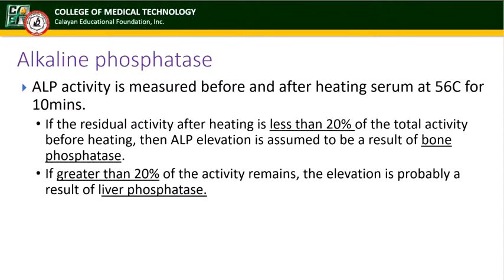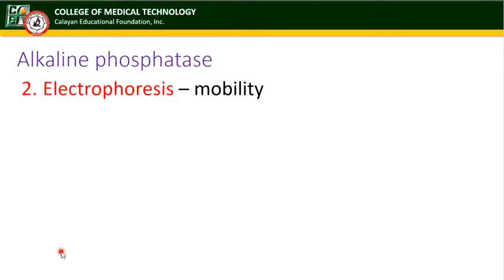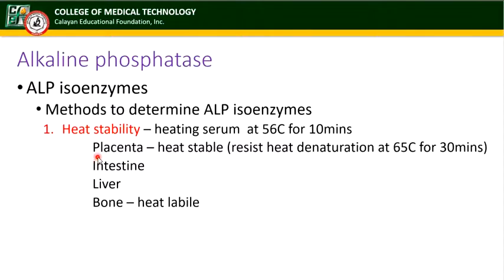So, yung method na to is imprecise due to poor temperature control. So, kailangan sakto ang temp mo tsaka ang timing para magawa mo ng tama at ma-measure mo siya. Pwedeng electrophoresis. So, mas maganda ang electrophoresis kasi makikita talaga natin dito yung concentrations niya. Okay, so tandaan ito pala: PILB. So, PILB sa heat stability. Heat stability field. PILB.